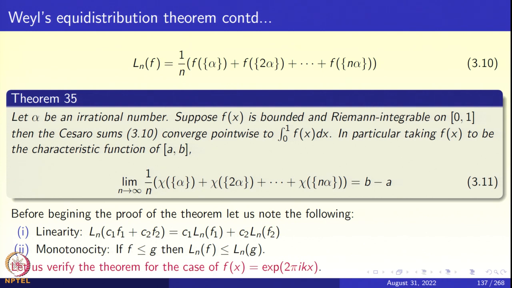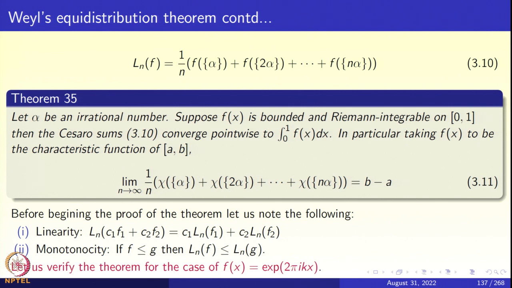Then I will get that the limit as n tends to infinity of 1 upon n times the characteristic function evaluated at these fractional parts, {alpha}, {2 alpha}, ..., {n alpha}, the average, is exactly b minus a. The integral of the characteristic function of an interval is the length of the interval. So we get the displayed equation 3.11. That's exactly what we wanted to prove.